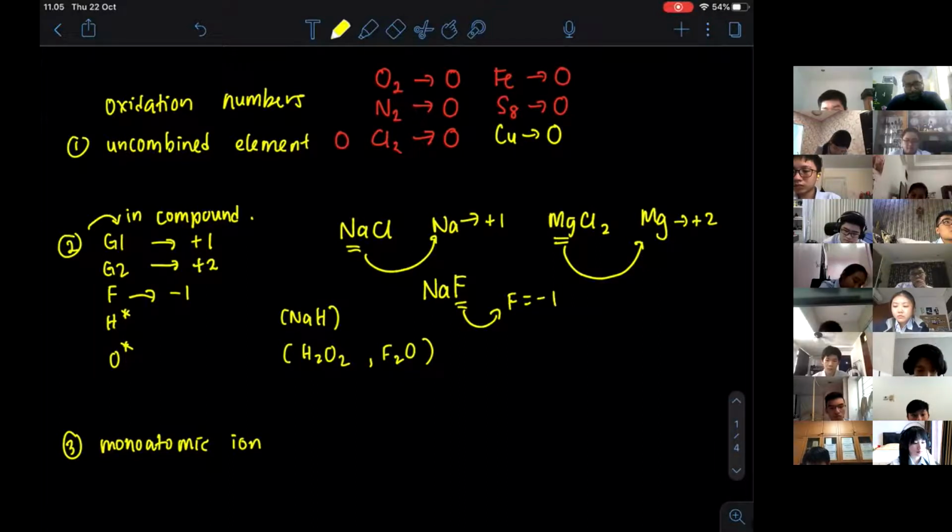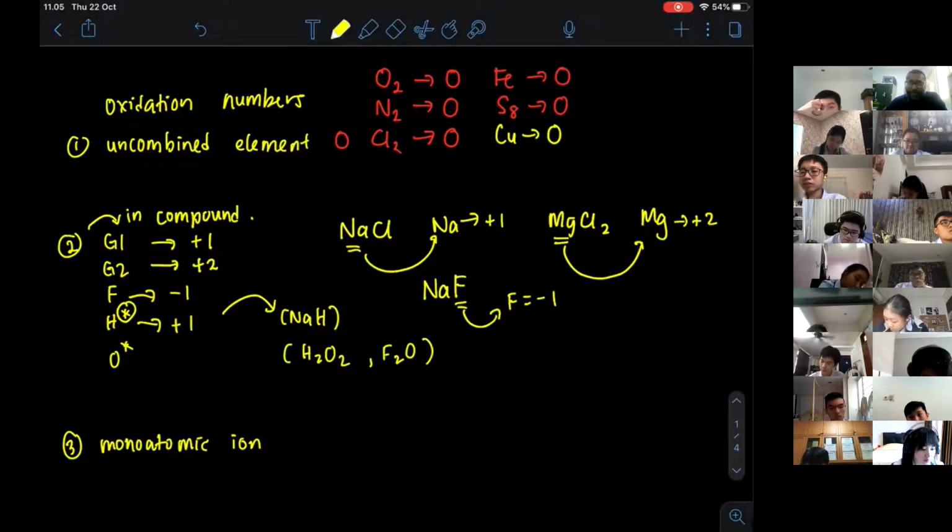Now all hydrogen in compounds will have +1, but I put it with an exception. Not all the time. Sometimes, when you have compounds that actually have a metal and hydrogen, we call it metal hydride. Example, if you have NaH, they will not actually form +1, because in NaH, we will follow this one, group 1. So this one is going to be +1.